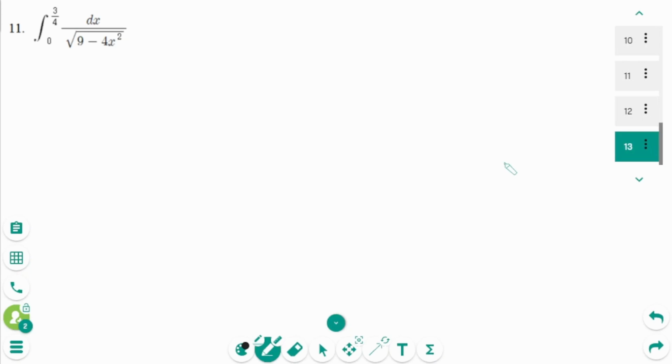A point to note when evaluating the definite integral using substitution is that when a variable changes, the limit of integration for x is also changed to the integration limit for u. Let's check. Use the formula: the integral of 1 over square root of a squared minus u squared du equals arcsine of u over a plus c.